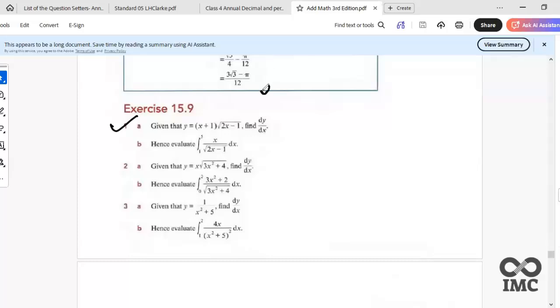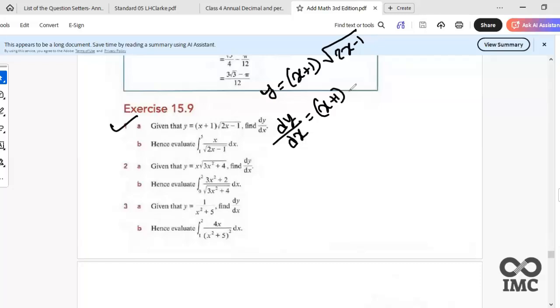Question number 1. Given that y equal to (x plus 1) into root over (2x minus 1). Now we need to find out the differentiation with respect to x. So d/dx of y. At first x plus 1, then differentiate root over (2x minus 1).